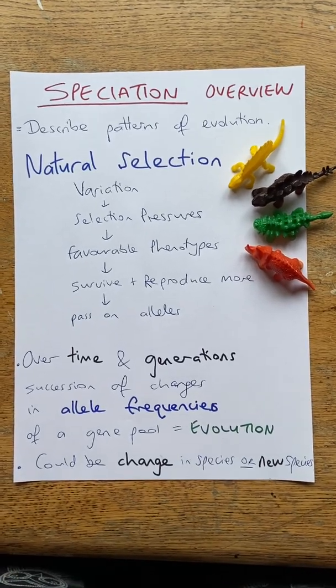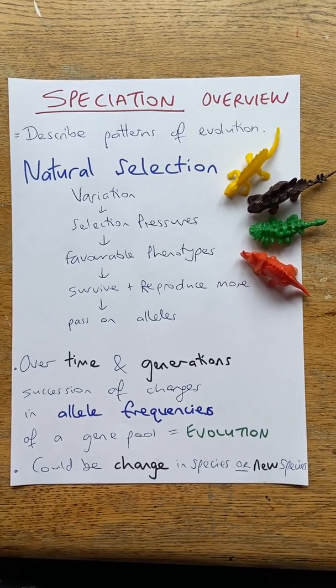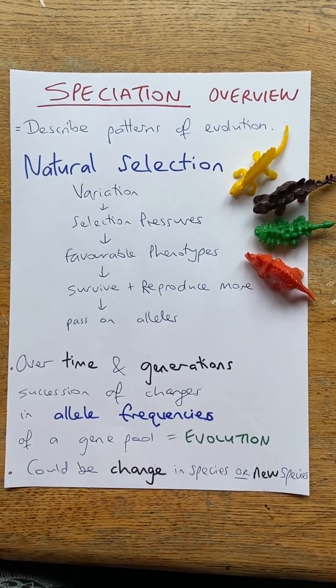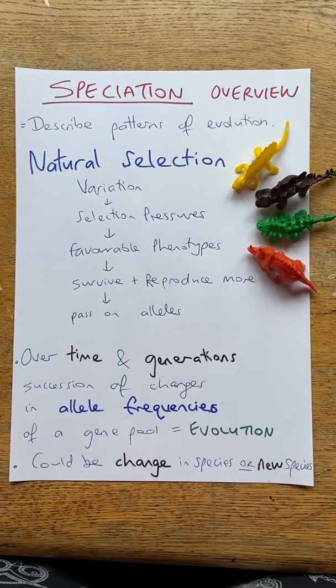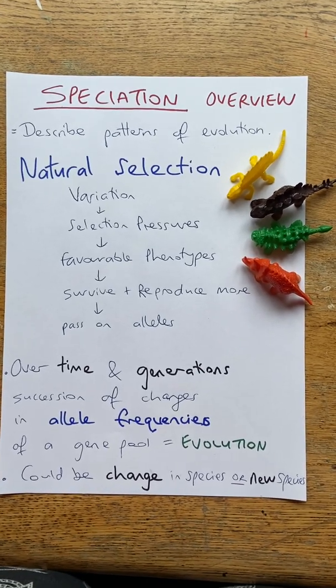Hi everyone, this is my speciation overview video. So I've got some bits of paper with the key things on it and some little props to help us understand it. So this standard is about describing different patterns of evolution, and a real key to it is natural selection.